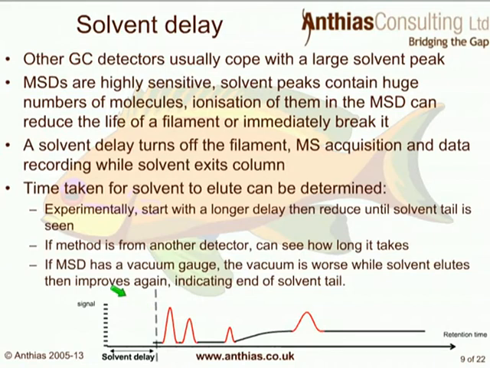So if we have a look at the chromatogram here, this is where our solvent peak would elute. And of course, we need to make sure that we turn the mass spectrometer back on again immediately before the first compound of interest elutes, otherwise we will not see it.